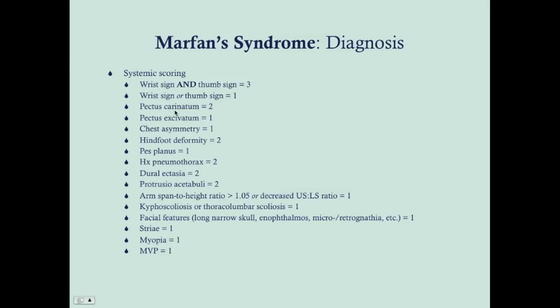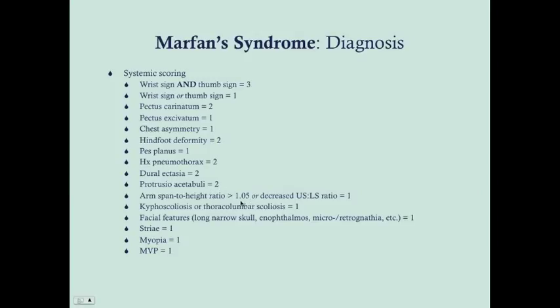A pectus carinatum is 2 points. Pectus excavatum is 1 point. Chest asymmetry is 1 point. A hindfoot deformity is 2 points. Pes planus is 1 point. A history of pneumothorax, and that's going to be a spontaneous pneumothorax, not due to trauma or anything like that, is 2 points. Dural ectasia is 2 points. Protrusio acetabuli is 2 points.